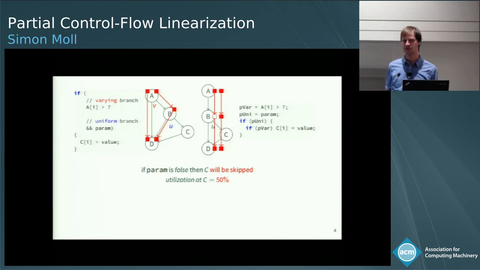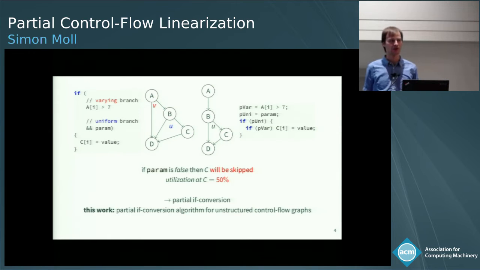It's not necessary to execute C every time, because we will only execute C if param evaluates to true. And that means that what I just said, if param is false, then C will be skipped. And the utilization at C, given that A has a probability of 50%, will be 50% on average. So we increased utilization under the condition. And that's called partial if conversion. In this work, we present a partial if conversion algorithm that works for arbitrary unstructured control flow graphs as long as they're reducible.